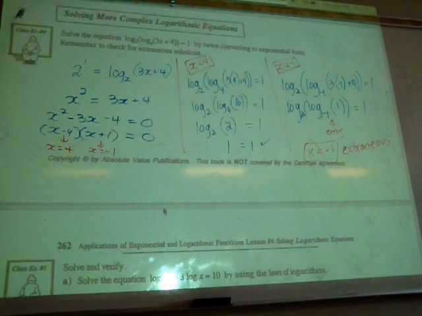How are we doing so far? Our complex one's not bad?